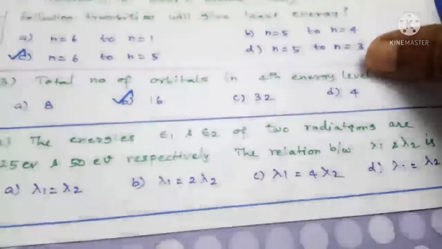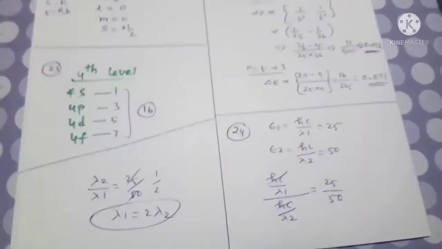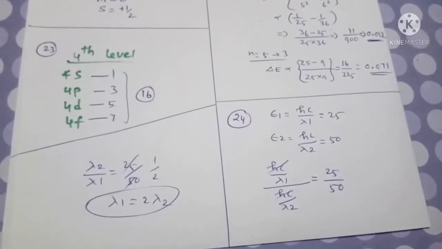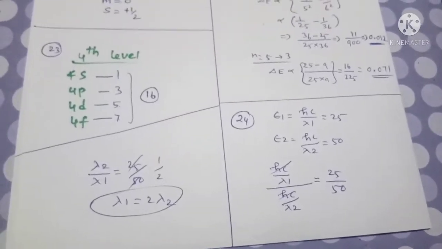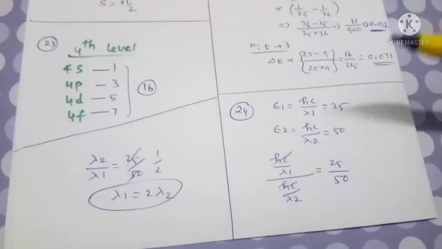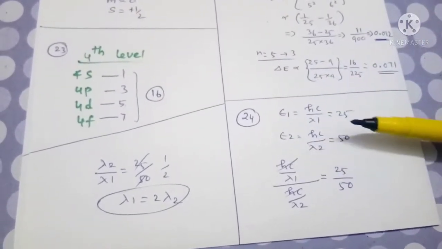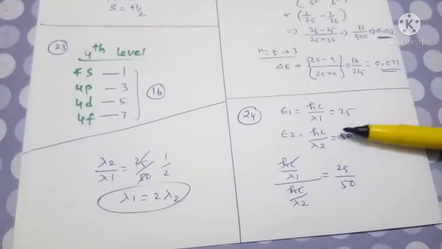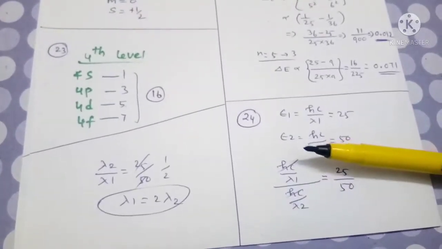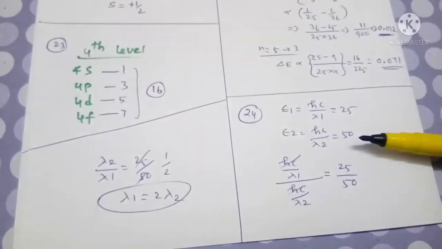Now this can be solved based on Planck's quantum equation. You know Planck's quantum equation is E equal to h nu, that is, E equal to hc by lambda. So the energy of the first radiation, hc divided by lambda 1, is equal to 25 electron volt. Similarly, the energy of the second radiation, hc divided by lambda 2, is equal to 50 electron volt.